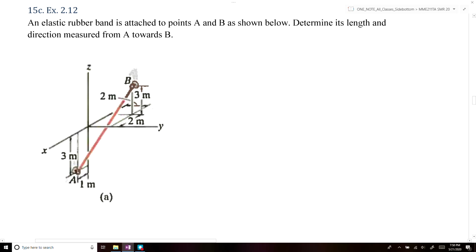So in this example problem, we're going to determine the length and the direction of our position of the elastic rubber band that is stretched between points A and B. To determine the length from point A to point B, we're going to use our position vector.